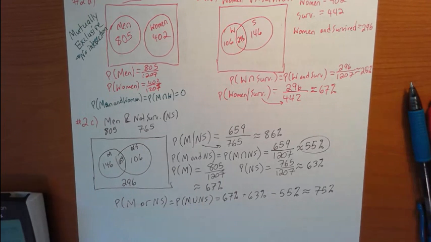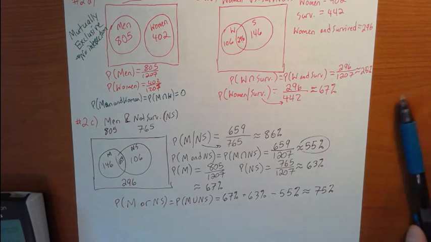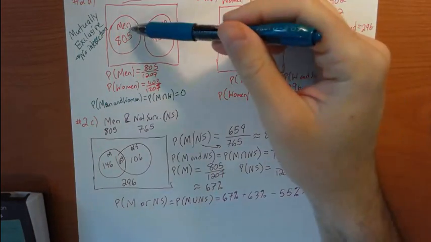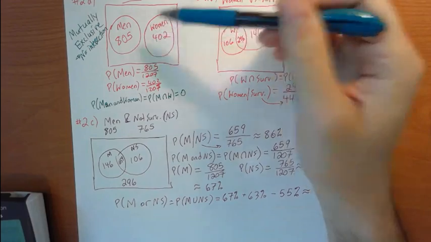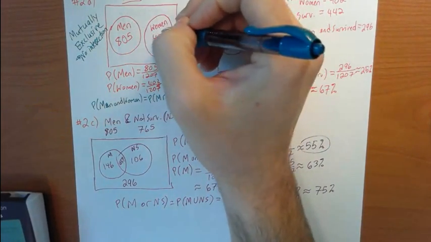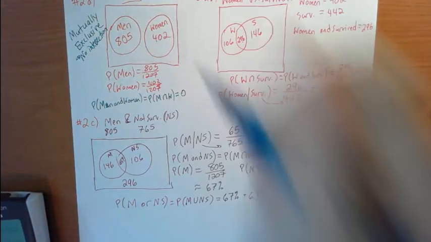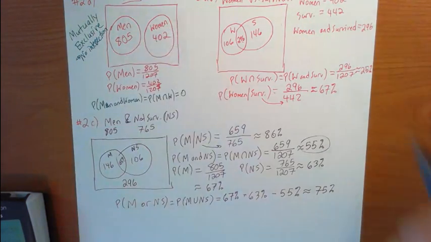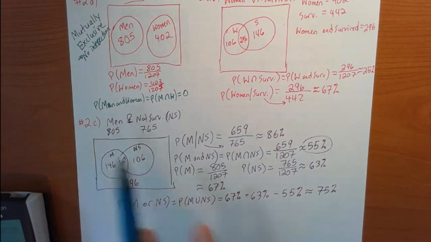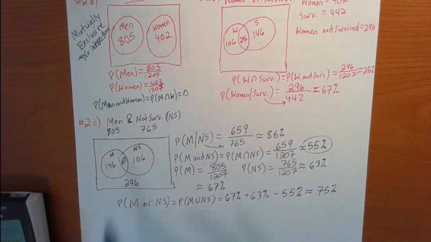So the difference between something like number 2A and number 2C that we just did, these two are mutually exclusive. So if I wanted to know the probability of being a man or a woman, you would just do 805 plus 402. And that's when there's no intersection. When there is an intersection, you still do the same thing, 805 plus 765, but then you have to subtract the middle once in order to get your answer.